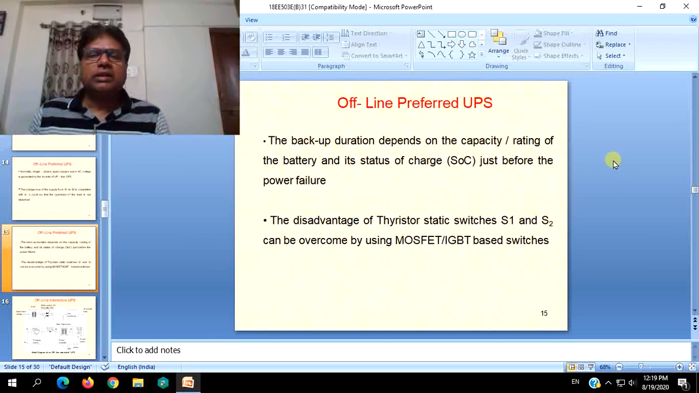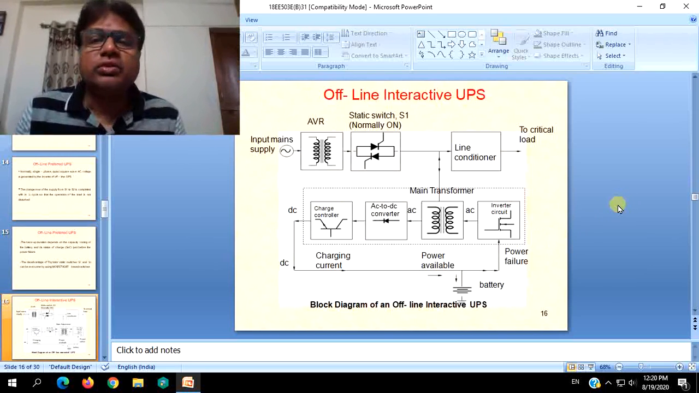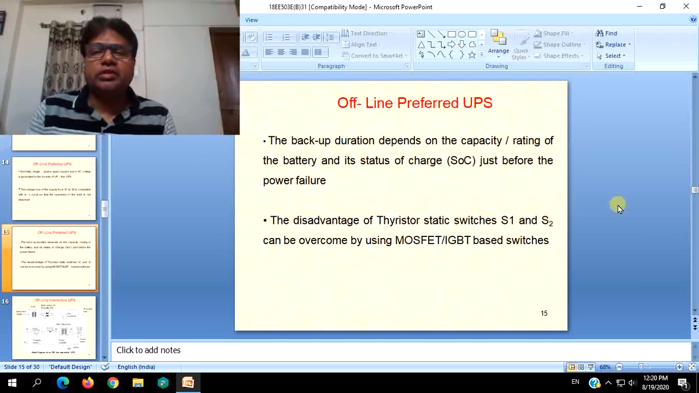The disadvantage of thyristor static switches S1 and S2 can be overcome by using MOSFET or IGBT switches. In the block diagram shown, SCRs or thyristor switches were shown, but they can also be replaced by MOSFET and IGBT switches, which will be faster acting switches when compared to thyristor static switches. So changeover time or delay time will be further decreased. So that is the operation of offline preferred UPS.